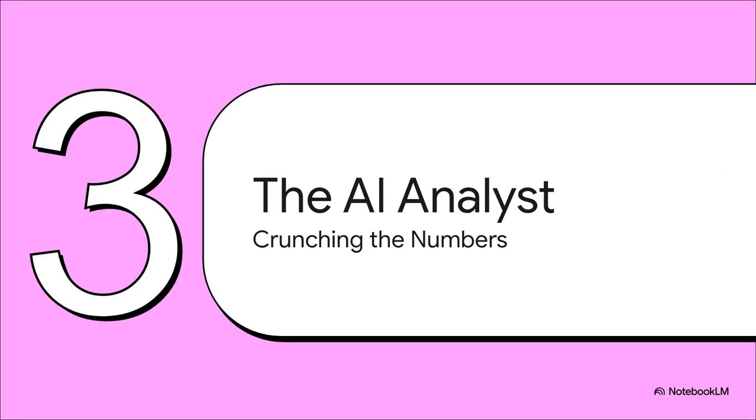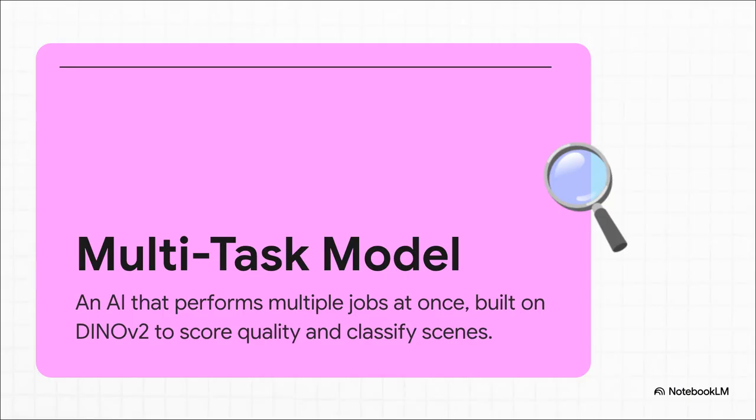Okay, so that's the critic, the artist. Now let's meet the other half of the system, the AI Analyst. This is the scientist, the one that's all about crunching the numbers. For this part, I needed a different kind of AI, what's called a multitask model. It's a total workhorse that can do several jobs at the same time. I built this one on top of a powerful model called DINOv2 and gave it two jobs: score the photo's technical quality and figure out what kind of scene it is.